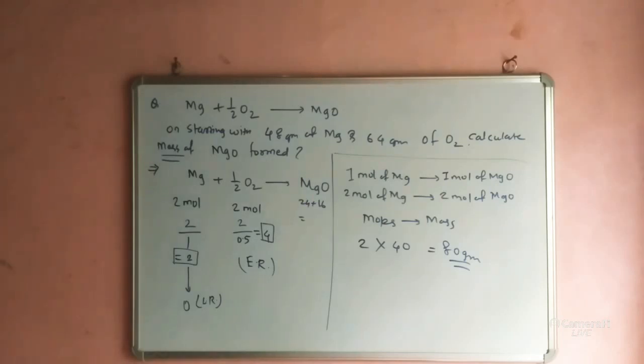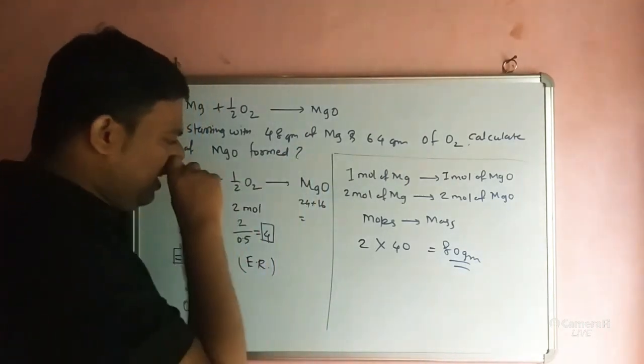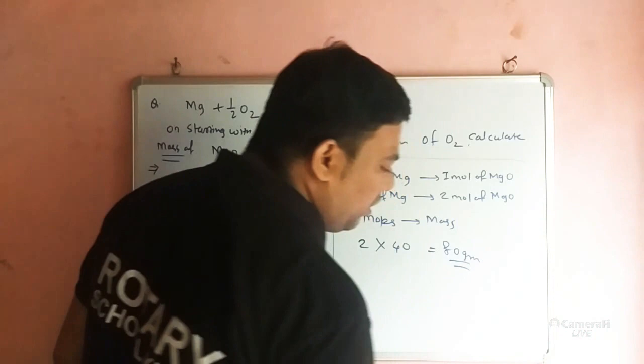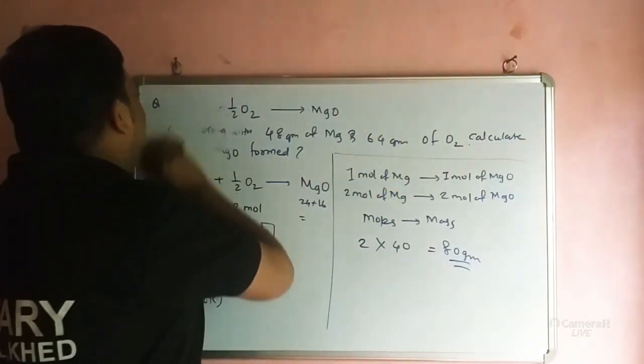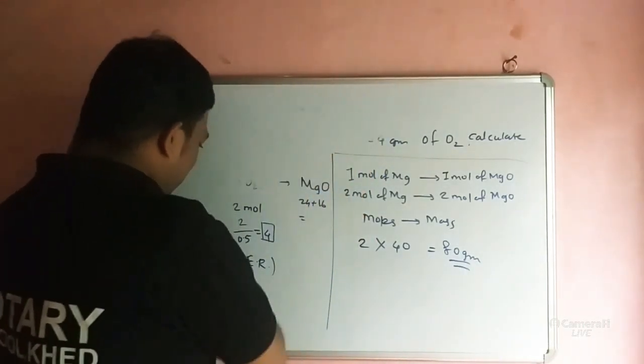So beta, like that you have to calculate this numerical carefully. I hope you understood this clearly. You can write down this numerical carefully. I hope you wrote this numerical. Now you understood: if the quantity is given in grams, first we have to convert into moles. Understood? So keep this thing in mind. Okay. Now we will see the next numerical, beta. So pay attention to our next numerical.